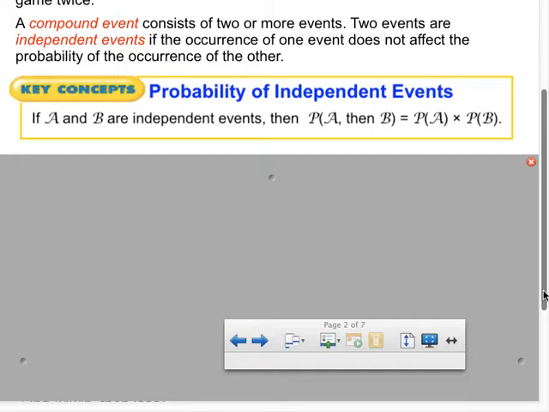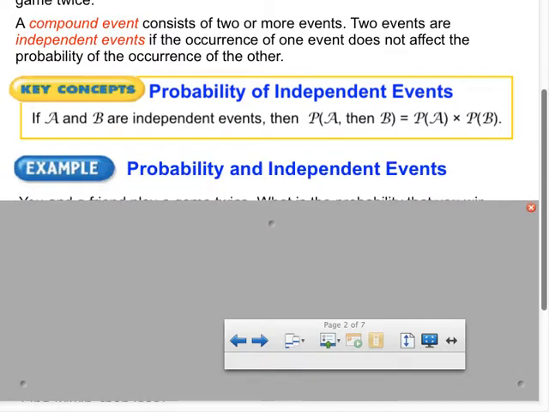Okay, so the key concept. Probability of independent events. If A and B are independent events, then the probability of A then B is equal to the probability of A times the probability of B. So let me show you guys an example so that this key concept is more concrete for you.